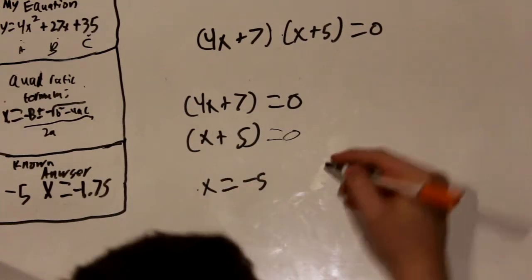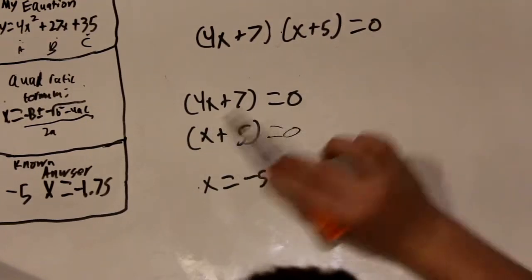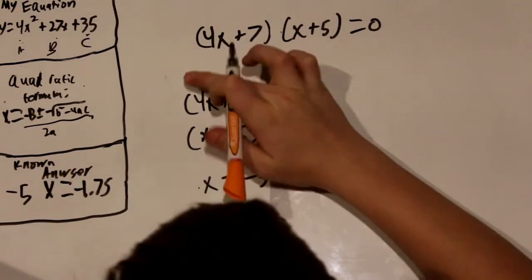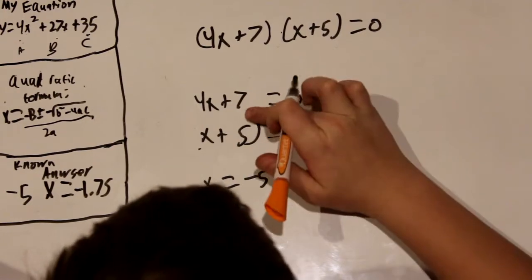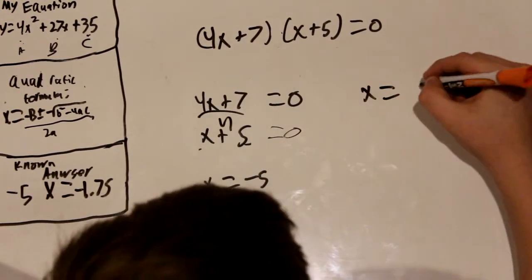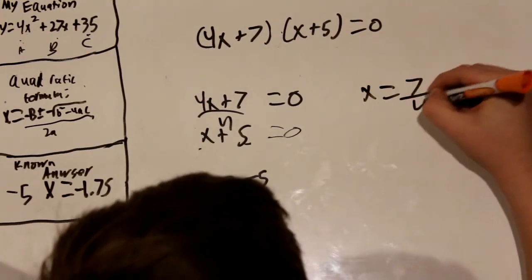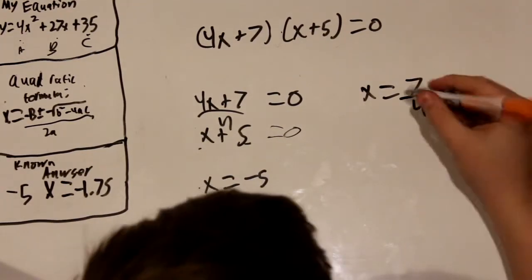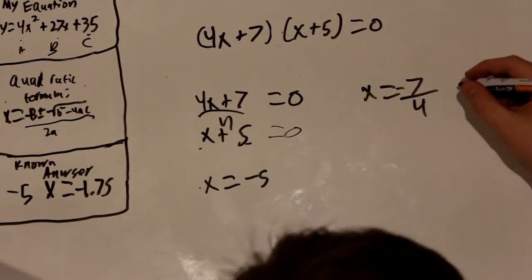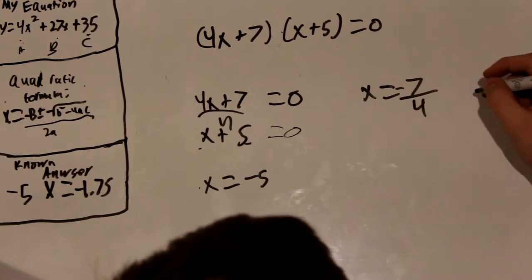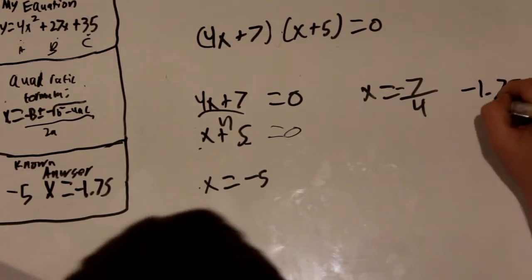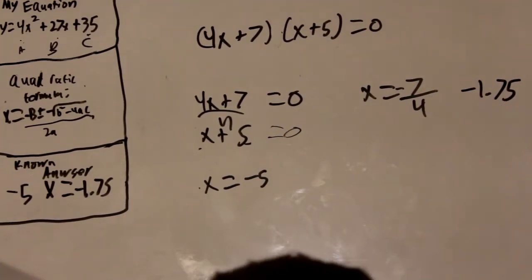And 4x plus 7 is a little different because there is a coefficient on the x, but since these brackets are merely cosmetic, we can just divide off that 4. So x equals 7 divided by 4, or negative 7 divided by 4, since we're moving it across the equal sign. 7 divided by 4 is also known as negative 1.75, which is to be noted as one of our known answers.